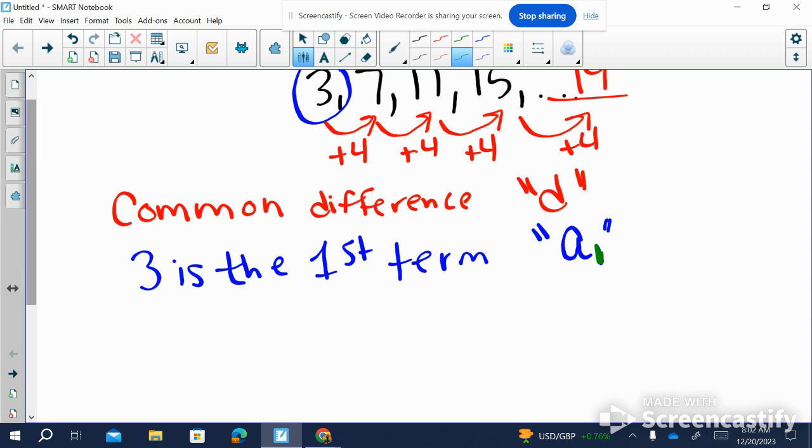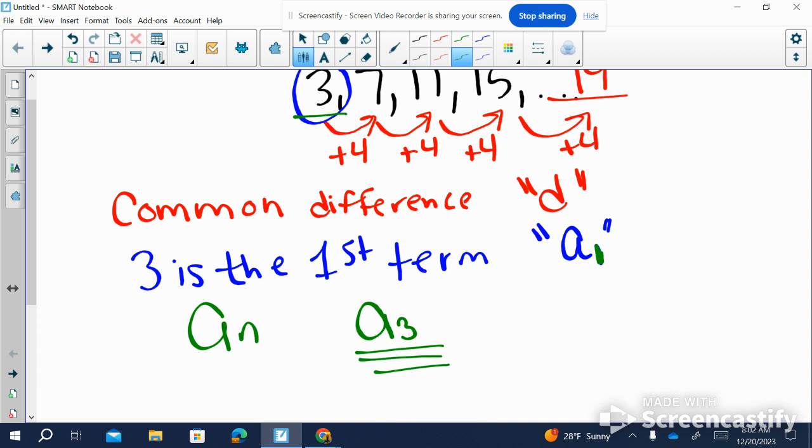Now, we also have something where we can say A sub n, and n can represent any term. So if I want to find, let's say, A sub 3, what this means is I want the third term of the sequence. So 1, 2, 3. The third term is 11. A sub 4 is 15, and so on and so forth.